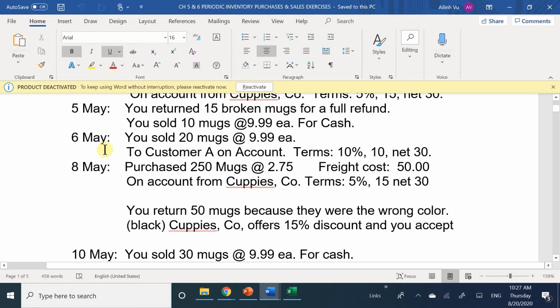We sold 20 mugs on account. Okay, on account. But is there a specific account? To customer A on account, okay. Terms are 10%, 10, net 30. So we have our first customer that wants to put their amount on an account. So we sold 20 mugs to customer A, and we gave them terms 10%, 10, net 30. So how do we journalize this?